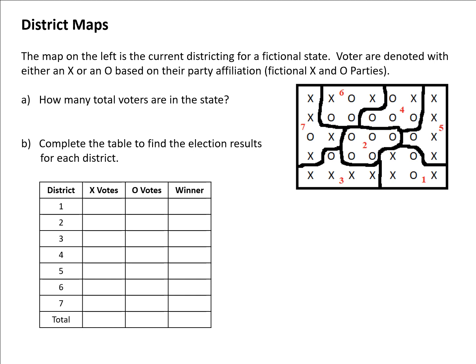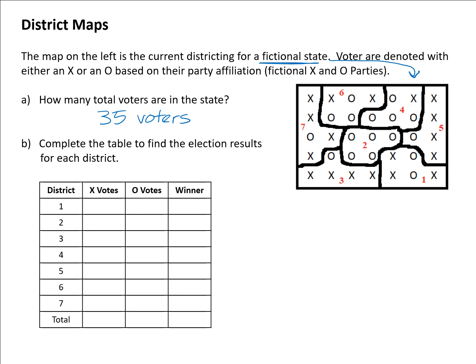So I've got a state here, a fictional state that I've drawn out with voters represented by X's and O's. X if they belong to a fictional party X, and O if they belong to a fictional party O. Now, if you count up how many X's and O's there are in this picture, there are 35 total voters in the state. And I've organized them into 7 districts.